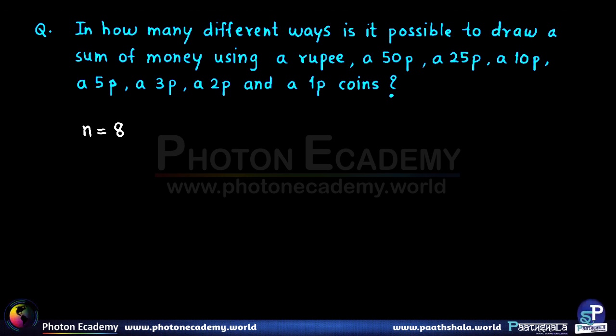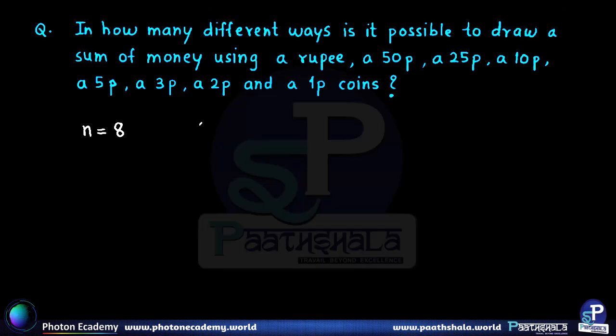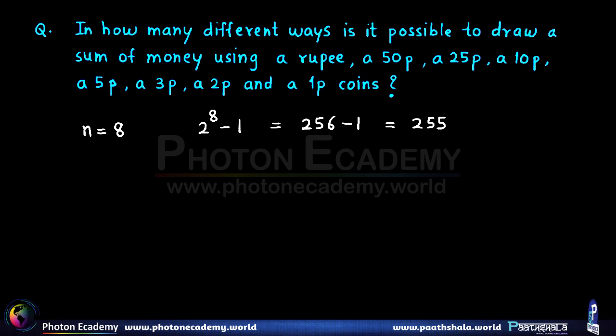To make a particular sum of money is nothing but to select at least one coin out of these 8 coins. So that can be clearly done in 2 raised to 8 minus 1 ways, which is nothing but 256 minus 1, that is 255. So there are 255 different ways to draw a sum of money using these coins. Let's go to the next question.